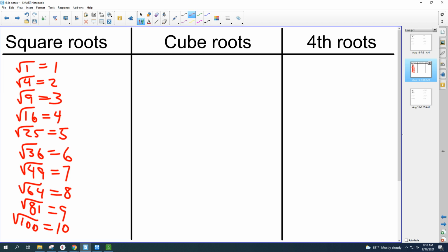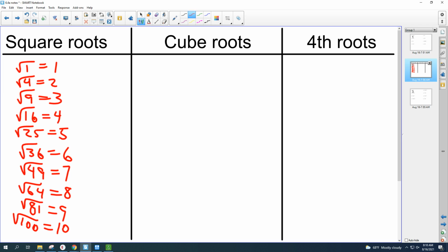Square root of 121 is 11. Square root of 144 is 12. Square root of 169 is 13. You don't have to go much past that. Much past that, you're using a calculator, I think. Okay, but we haven't had a lot of experience with cube roots or fourth roots. A square root is when you have a number times itself to get you to a number. 4 times itself is 16. That's why it's the square root of 16.